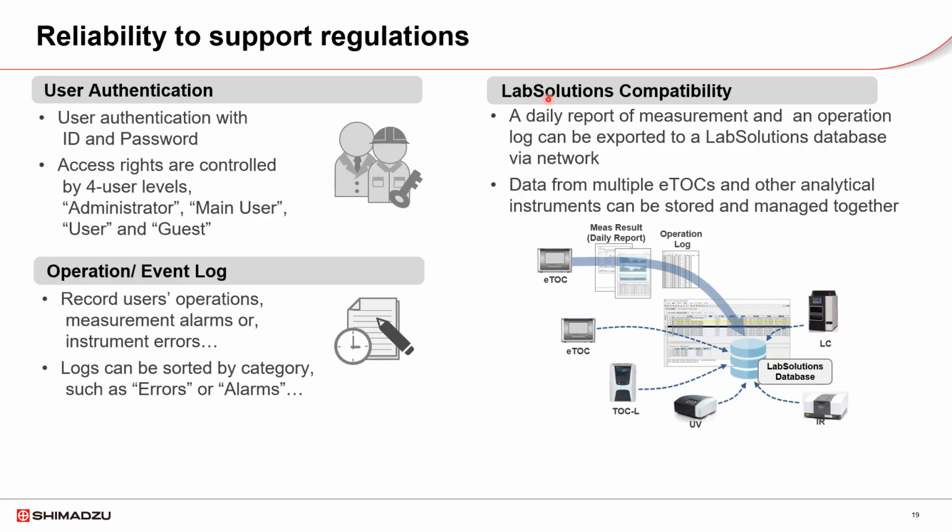Another key requirement of pharmaceuticals is the data integrity, data management and user management. TOC 1000E offers user authentication with ID and passwords, and different user levels with different user rights can also be created in the system. System can also save the operation or event log such as measurement alarms, errors, and it can be separated based on the type of the error or the log audit trail.